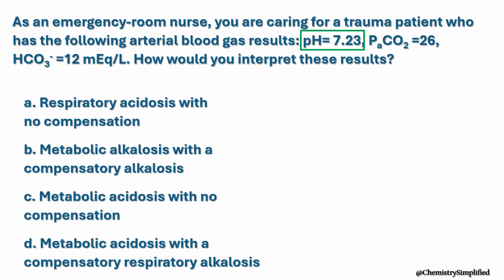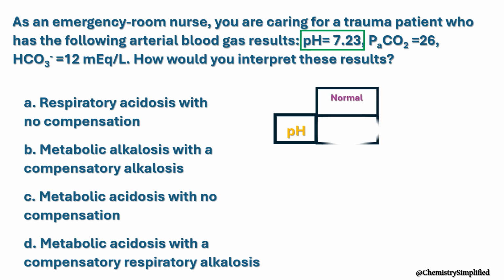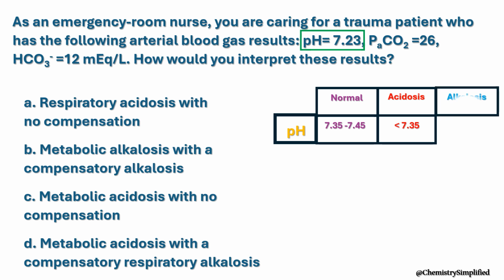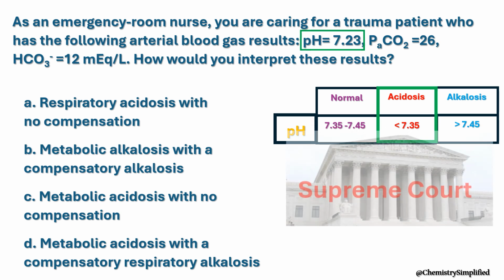As always, we start with the pH. The given pH is 7.23. And normally, we know that a normal pH is between 7.35 to 7.45. Acidosis is any pH less than 7.35. Alkalosis is any pH that is greater than 7.45. So the given pH is 7.23, which is less than 7.35. So therefore, it is acidosis according to the pH.